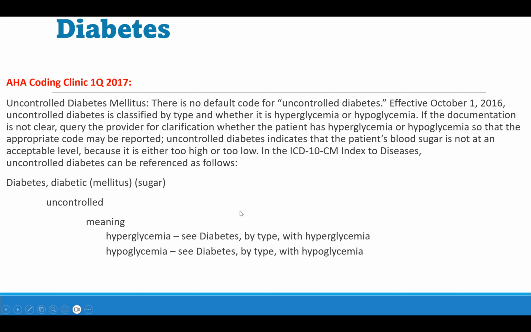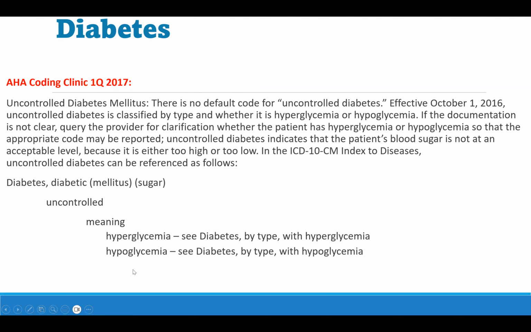So, this is a Coding Clinic from 2017. It has to do with control. That's why I put controlled or uncontrolled in that note. Not necessarily for the code descriptor from ICD-9, but how do we deal with it if controlled or uncontrolled is not in the code descriptor anymore? How do we deal with that? Well, Coding Clinic has given us the necessary tools to deal with that.